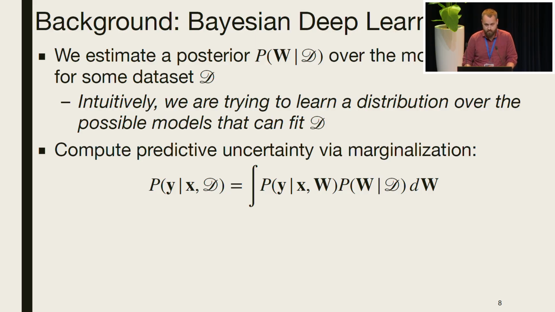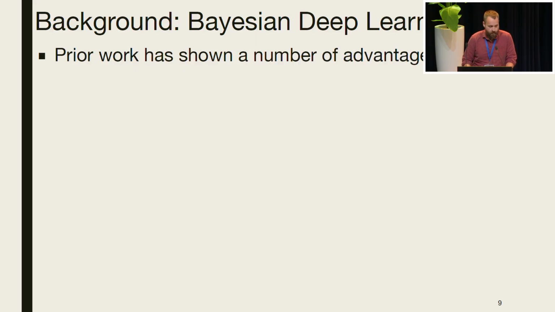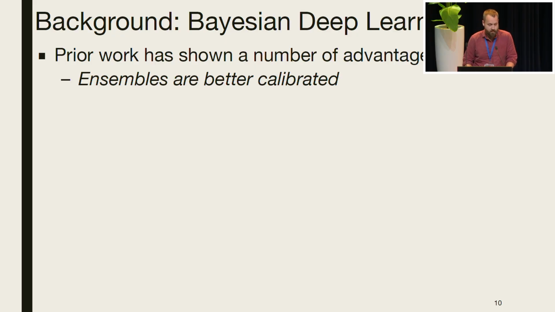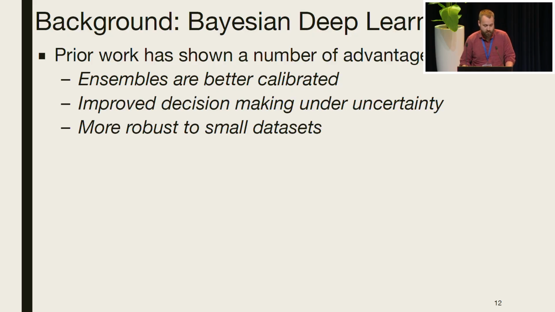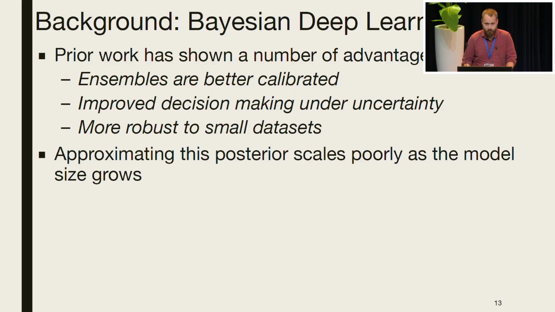In practice, we generally draw weight samples from the posterior to form Bayesian ensembles that approximate this intractable integral. Prior work on Bayesian deep learning has shown a number of advantages: these ensembles are better calibrated, we generally see improved decision-making under uncertainty, and they are generally more robust to small data sets. But one of the fundamental challenges of Bayesian deep learning is that approximating this posterior scales poorly as the model size grows. That's especially problematic now because we're dealing with models that have billions to trillions of parameters when we look at modern foundation models.